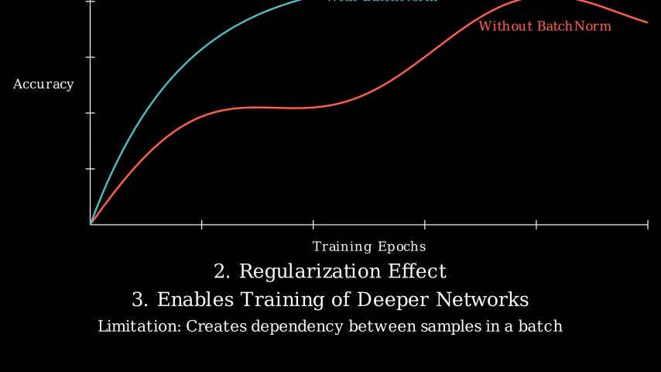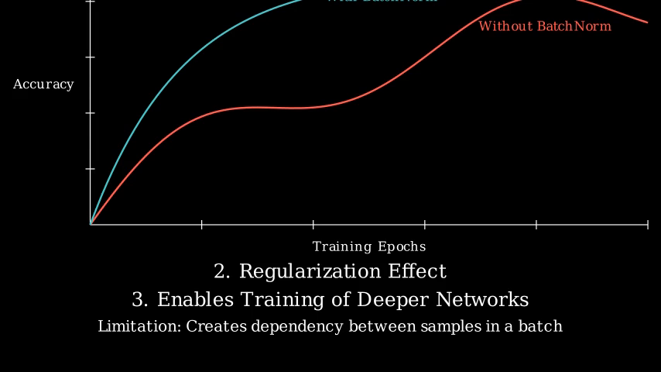Let's compare the impact of batch normalization on feature maps. On the left, you can see feature maps without normalization, which have varying distributions. On the right, after batch normalization, the feature maps have standardized distributions, making them easier for the next layer to process.